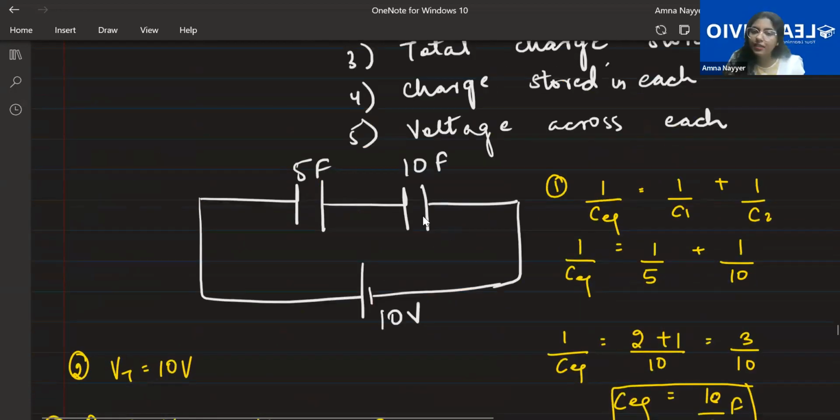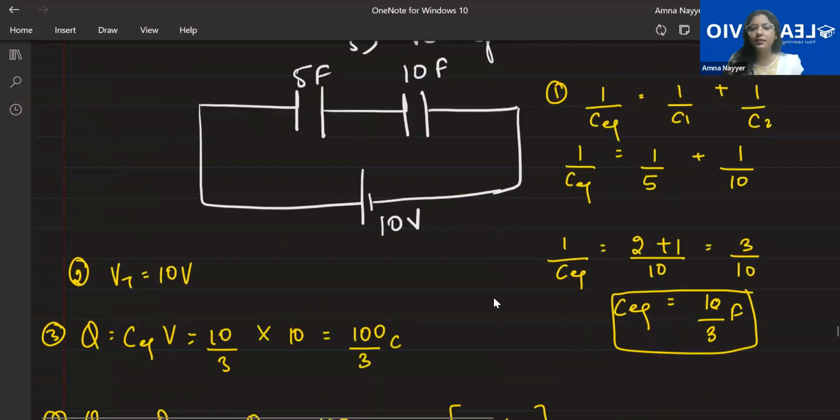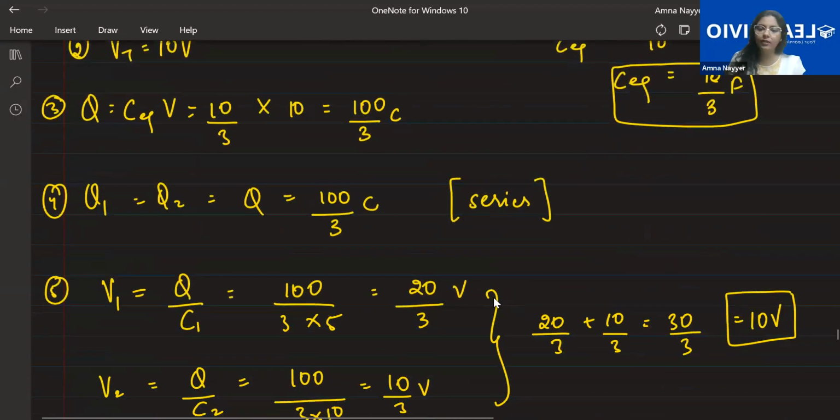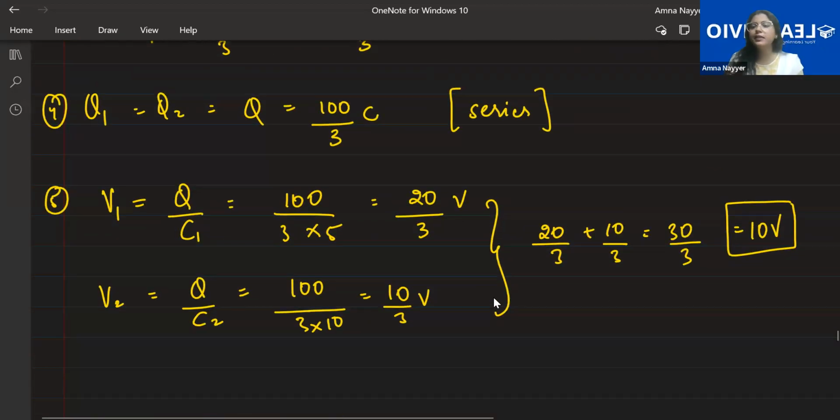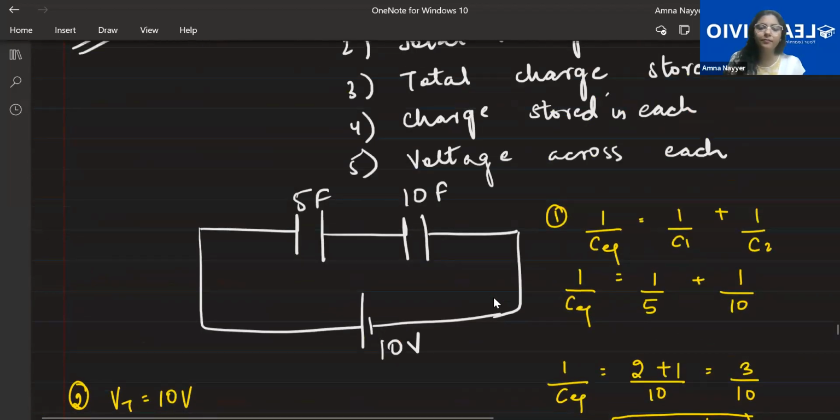This is how the voltage divided. Capacitances were different, but the charge in each of them was the same. So this is how you have to calculate all of these questions in series or parallel. Write it down, then we'll see the parallel one.